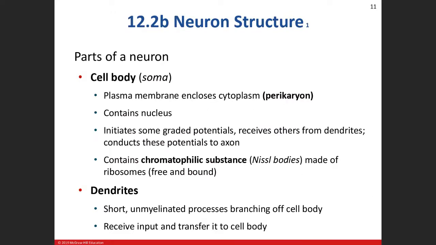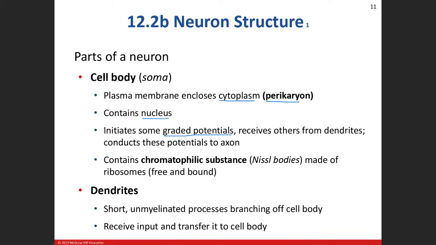All right, we did talk about the cell body before. Just a quick review. The cytoplasm in the cell body is what we refer to as the perikaryon. That's where we're going to find the nucleus. This is where we're going to start what we call graded potentials, and those are just small, minor electrical charges. For right now, that's not what I'm going to describe it to you as. And these graded potentials are going to try to move towards the axon.